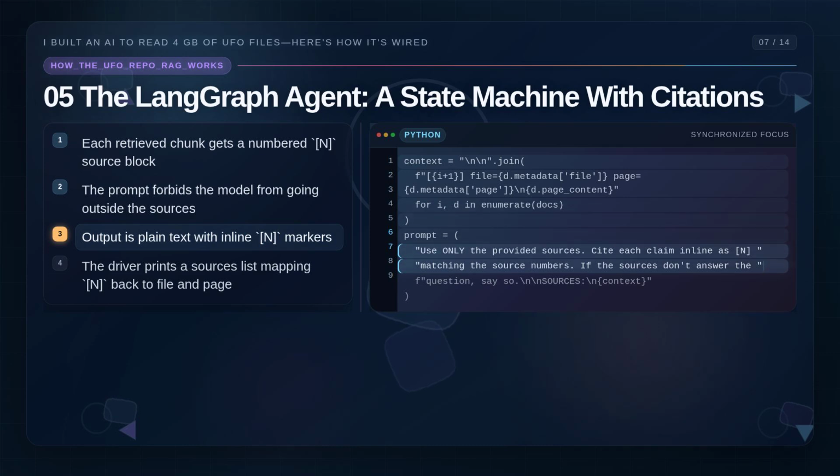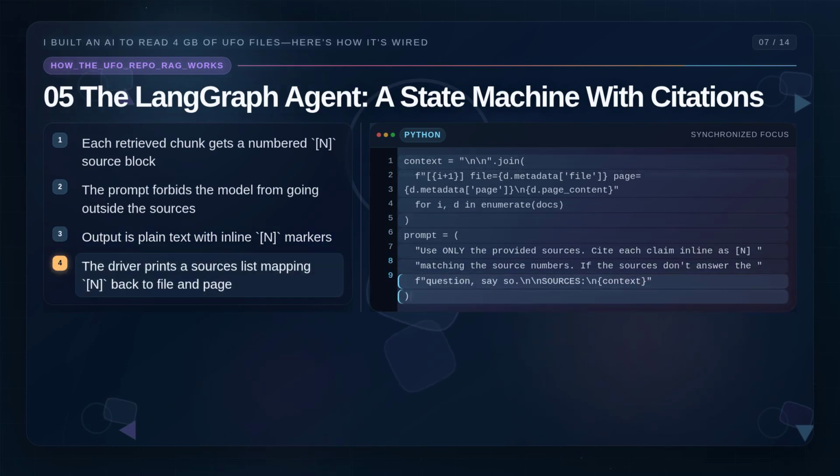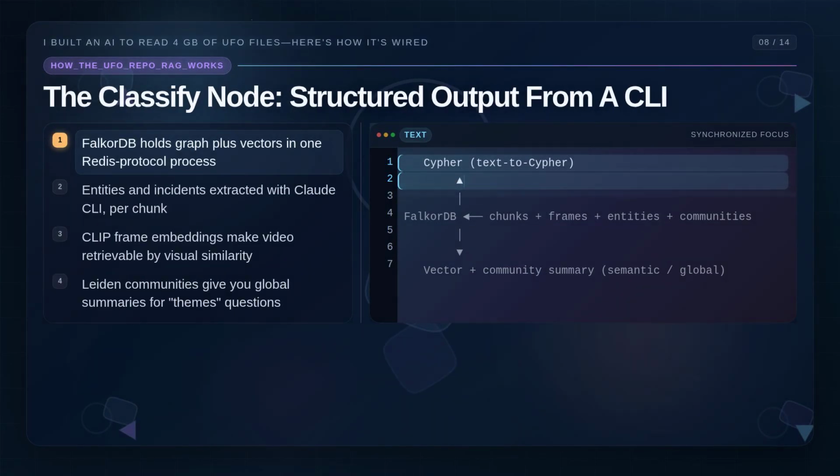The state dict is just a type dict that every node mutates by returning a partial update. The reason to model it this way isn't the current 3 nodes, it's that adding a critique step that loops back to retrieve, or a multi-hop step that does 2 retrievals in sequence, becomes a one-line edge change.